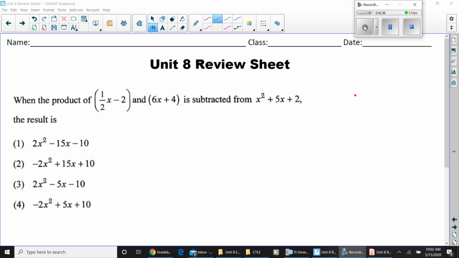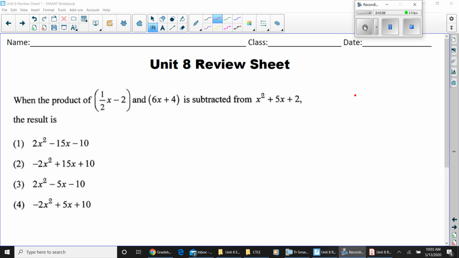So this is the last problem on the review sheet, and it's asking you to do a couple of different things here. First, the product of half x minus 2 and 6x plus 4 is subtracted from x squared plus 5x plus 2. So just remember, when something is subtracted from something else, the second thing goes first, and the product will be the second thing that is being subtracted from it.